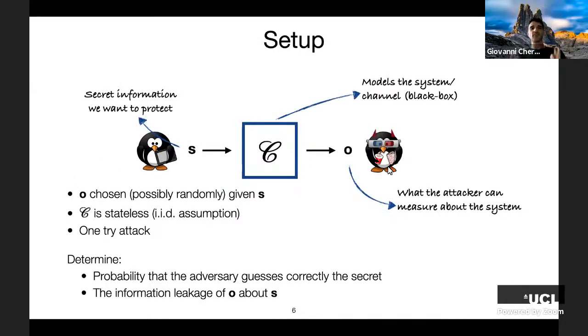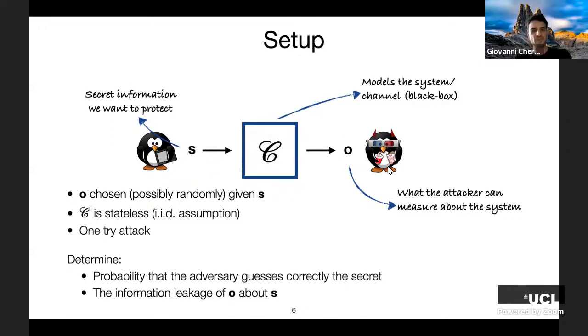So here's the setup. This generalizes the idea I gave you early on of analyzing a simple computer program. So the idea is that we model our system as a channel, and this channel takes as input some secret value, which is whatever we're trying to protect, and it returns some output accordingly. And to make things as general as we can, the output can be chosen according to the secret, either probabilistically or deterministically.